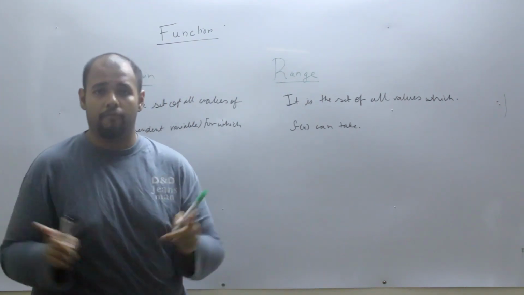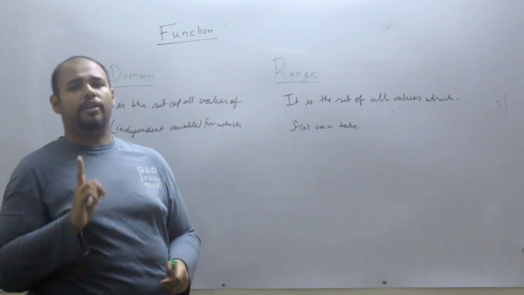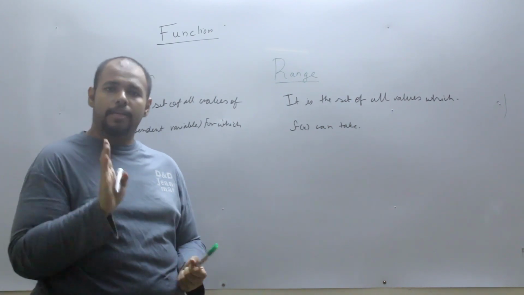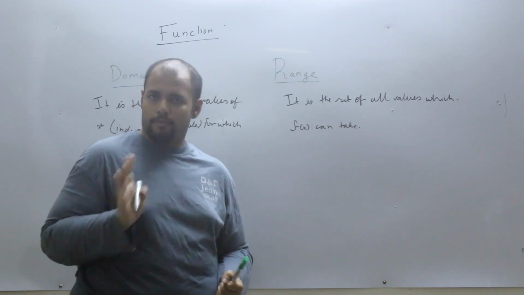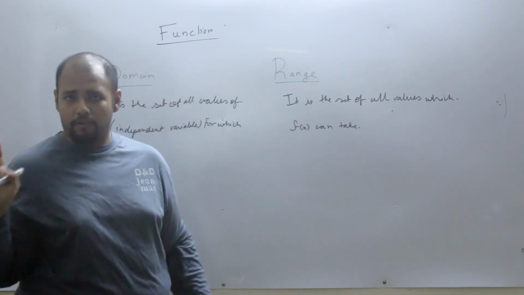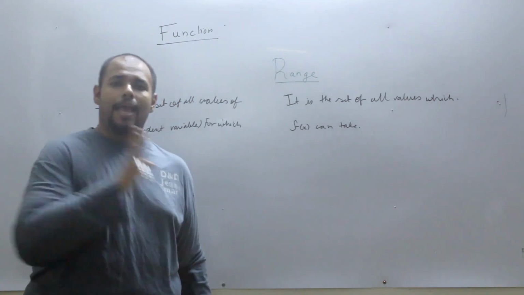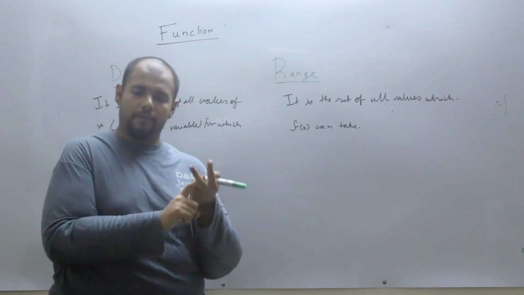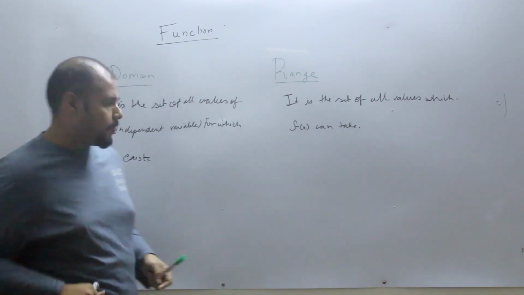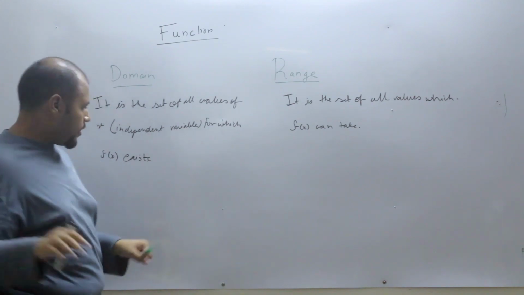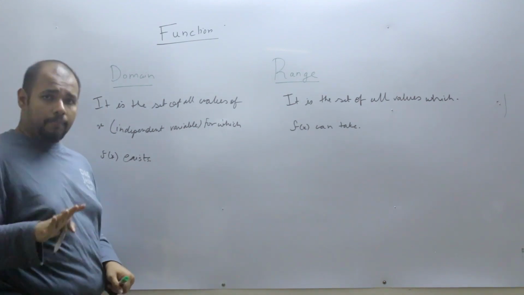Why are you calling it range and domain? Because it is a set of values. This is no longer an individual value. If it was an individual value, we could call it x and y. However, since it's a set of values, we are regarding it as domain and range. Domain is for the independent variable and range is for the dependent variable. Okay, so far clear? Now I'll be explaining in terms of sets.